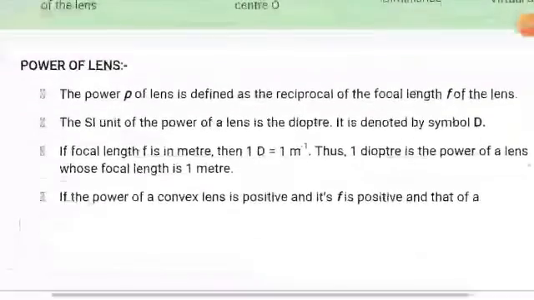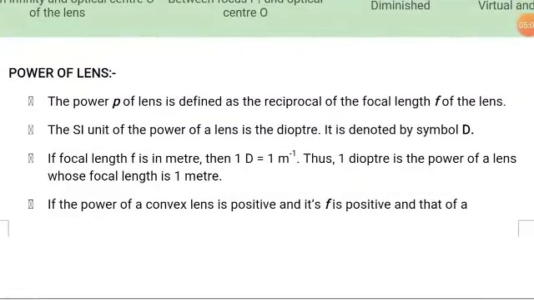So these are the few terms which we have seen, and in the same way you can study the concave lenses also. The last topic that we are going to study is the power of the lens. It is denoted by small p. It's defined as the reciprocal of the focal length of the lens. The SI unit of the power of the lens is the diopter. It is denoted by the symbol D.